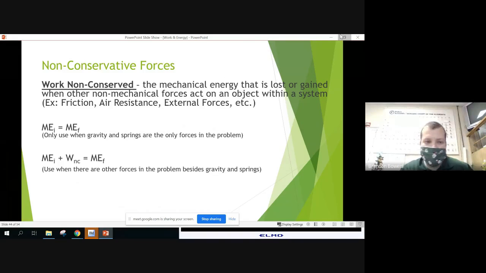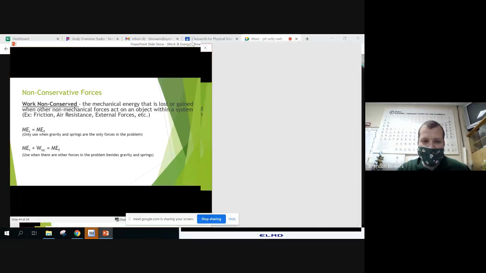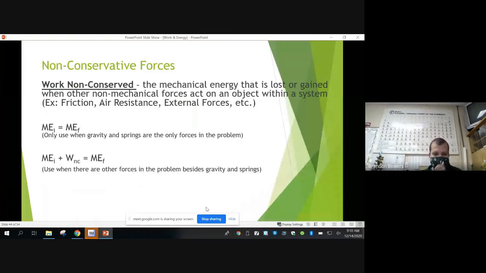All right. So there's, oh really? There is work non-conserved. There's the definition. So if you check this out, guys, quiet down, please. The quicker we get through this. All right. So work non-conserved: the mechanical energy that is lost or gained when other non-mechanical forces act on a system. And these are a lot of different forces. So we'll talk about friction, air resistance, and any other external forces.